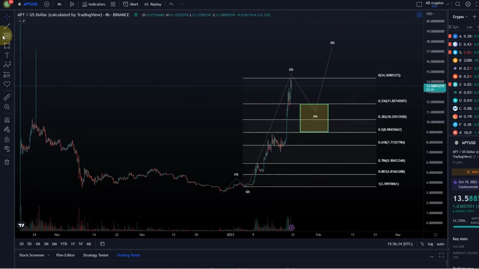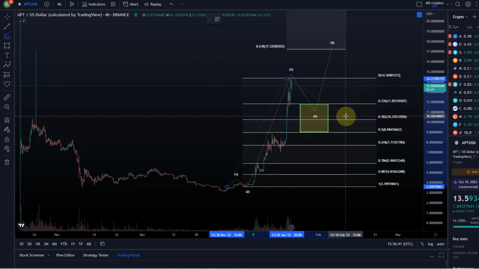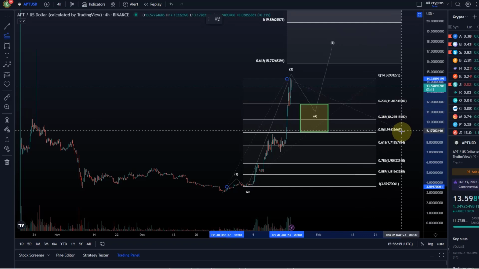And if we get a fifth, we can give it a go also in terms of target here. For that, we take the length of the third wave and add it to the low of the fourth. Now, naturally, I don't have a target for the fourth yet.